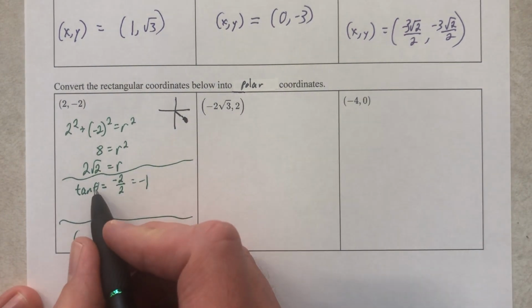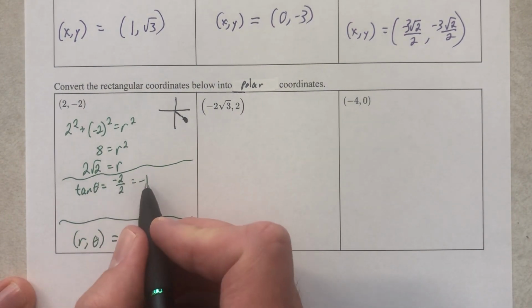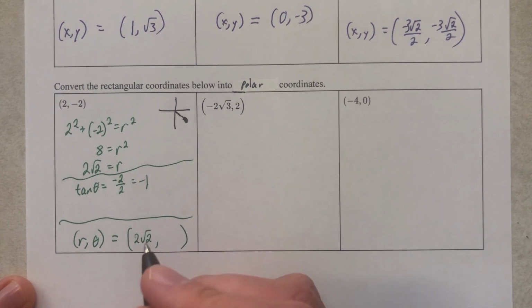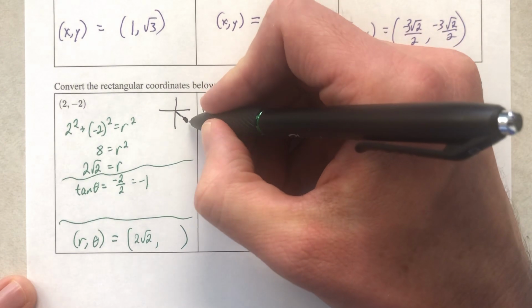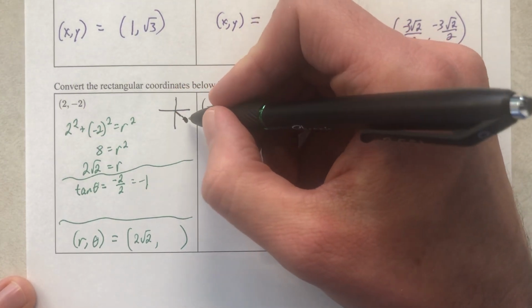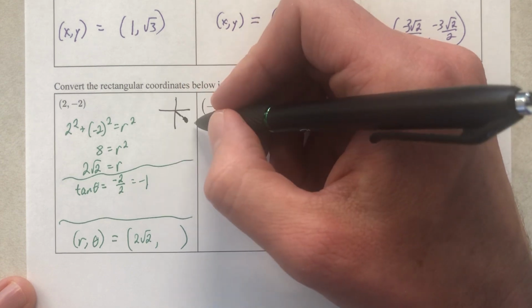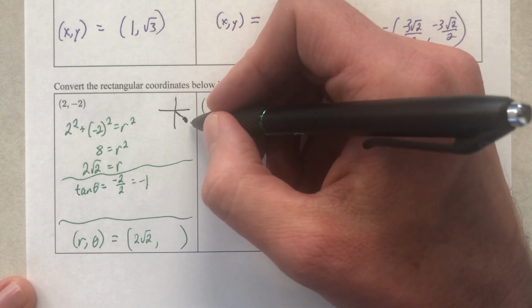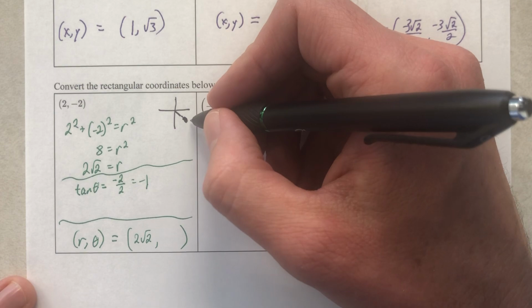So I need to know where tangent is -1. So where is tangent -1? Well, that happens in this quadrant and in this quadrant. So it was important for me to know what quadrant I was dealing with so I can pick the appropriate one. Now, where is tangent -1?